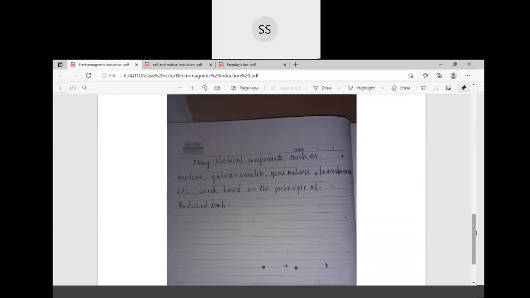Okay, so these are some examples of objects that are based on the principle of induced EMF. They are such as motors, galvanometer, generator, transformer, etc. Some of the components, such as motor, generator, and transformer, we will study later in this chapter.